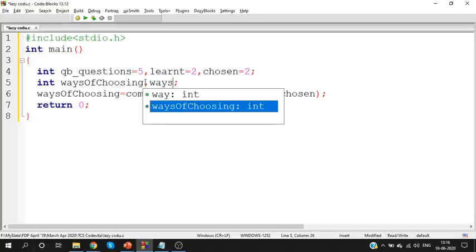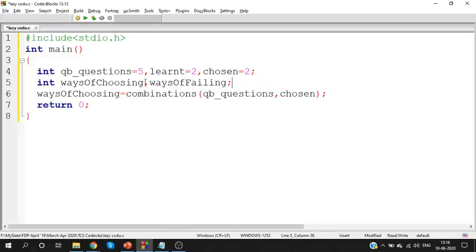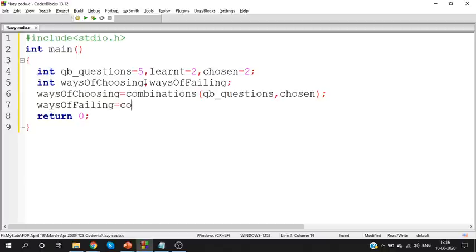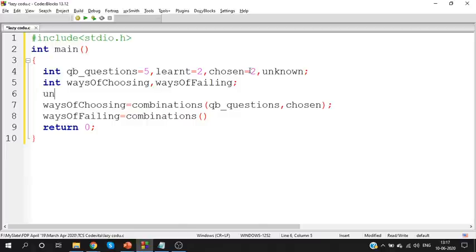Ways of choosing. Now I'm going to calculate ways of failing. Okay, that is also a combination only. We are choosing, right? So ways of failing is combinations of. To fail I should choose only from unknown questions. How will I know unknown questions? From the question bank, eliminate the learned question. I'll avoid confusions here. We need to calculate the unknown questions.